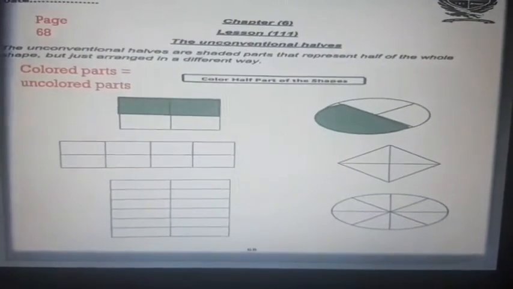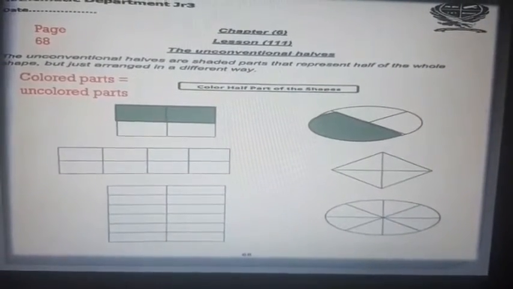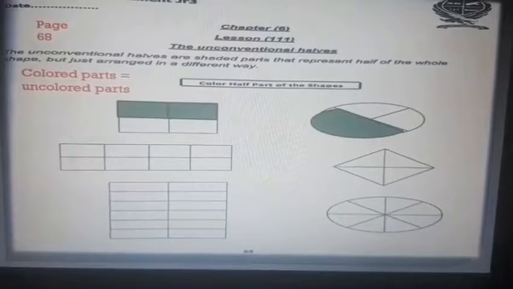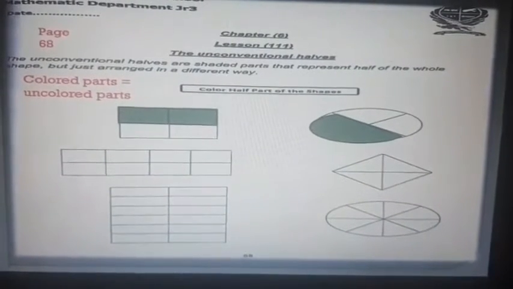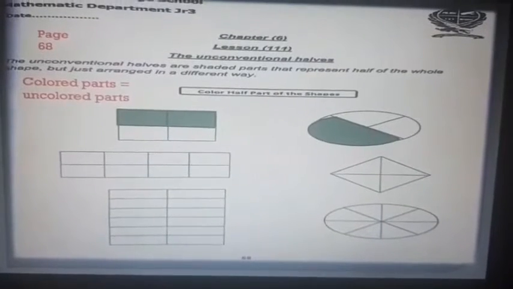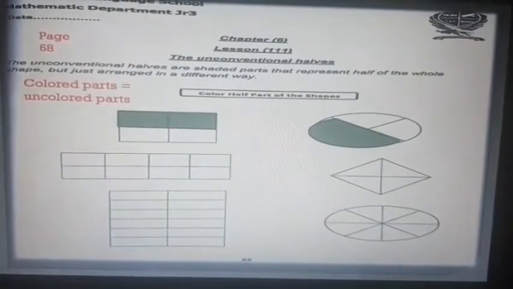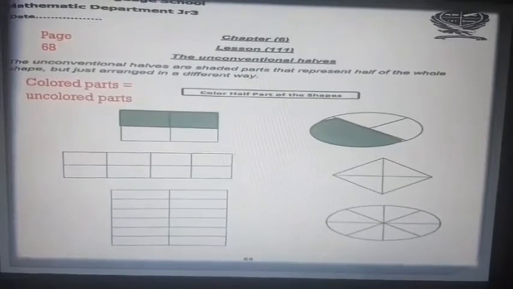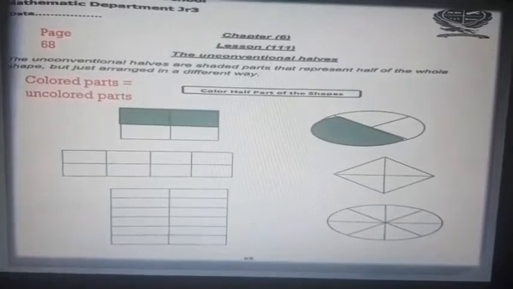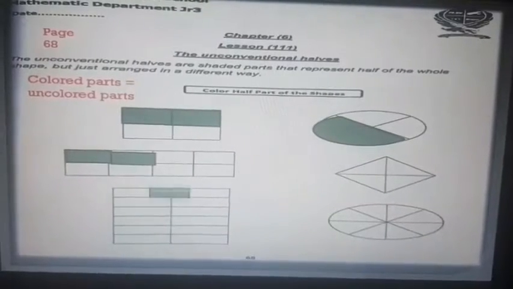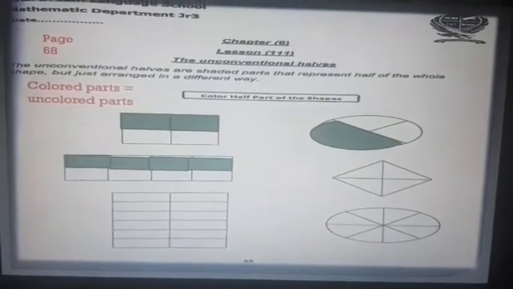Number 3, the total parts here is, count with me, 1, 2, 3, 4, 5, 6, 7, 8. So the half of 8, yes, I will make divided. 8 divided 2, it will be 4. So here I will color 4 parts to represent half.